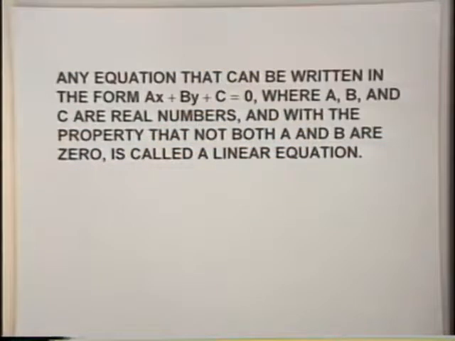Okay, we're going to start with defining what we mean by a linear equation. So let's take a look at that definition. Any equation that can be written in the form ax + by + c = 0, where a, b, and c are real numbers, and with the property that not both a and b are 0, is called a linear equation. You've seen this definition before.